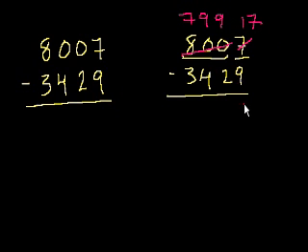17 minus 9 is 8. 9 minus 2 is 7. 9 minus 4 is 5. 7 minus 3 is 4. Now, you should only do what I just did if you're really comfortable with how things are working and you understand the intuition. Don't try to skip steps if you're not sure what the step is.